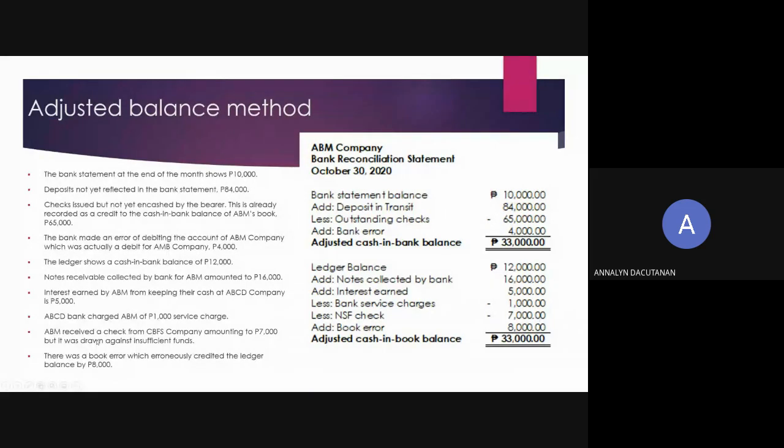And lastly, nagkaroon daw ng error, alright? So, kinredit mo yung ledger balance mo by 8,000. Binawasan mo yung cash mo per book ng 8,000. So, in order to correct it, you have to add it back. And you should be getting 33,000 as well. So, as you can see, adjusted cash in bank balance is the same as your adjusted cash in bank balance. Therefore, they are reconciled. Okay?